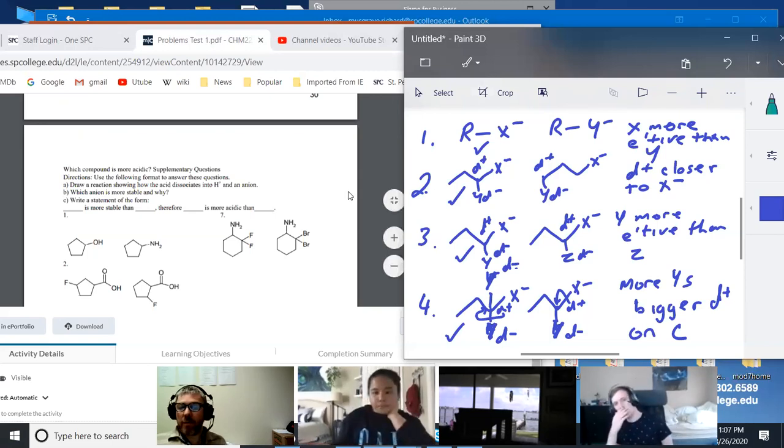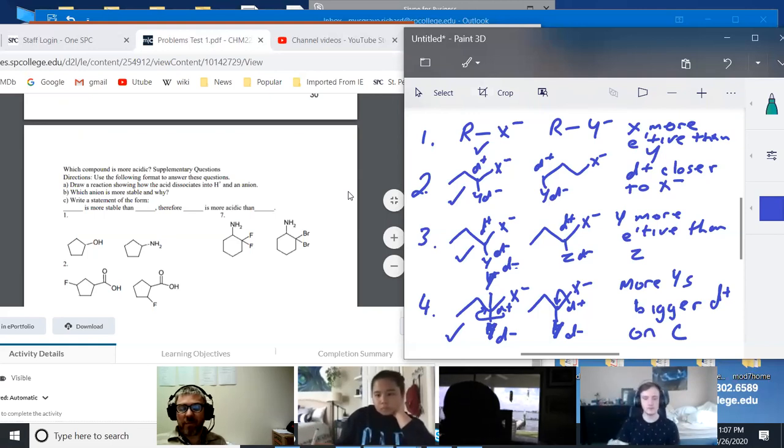If you said like more electronegative instead of doing the delta pluses, would that be correct as well? Not really. I wouldn't. Well, in the case of 3, yeah, because Y is more electronegative than Z, but you'd also have to say then that gives it a bigger delta plus. You have to have something in there about the delta plus.